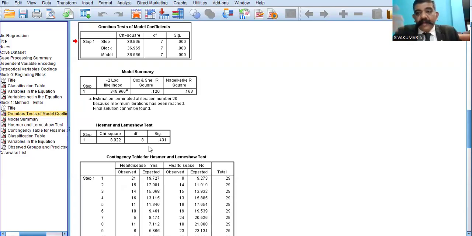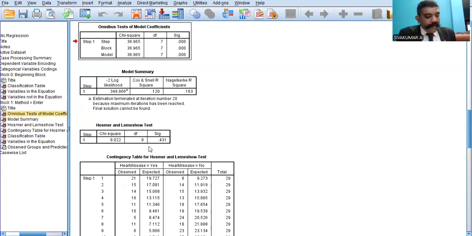Unlike other tests, in a normal test, if the p-value is less than 0.05, the test is significant. I will repeat again. But here in the Hosmer test, if the p-value is greater than 0.05, it is a good model fit. Here you can see the p-value is 0.431, which is greater than 0.05. That means the model fits the data well.